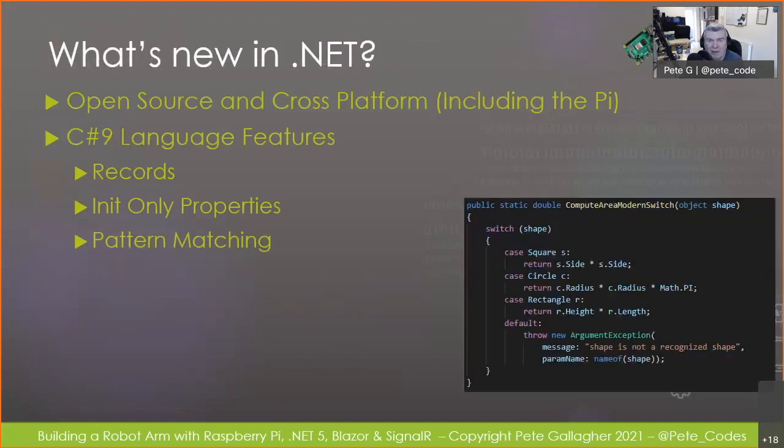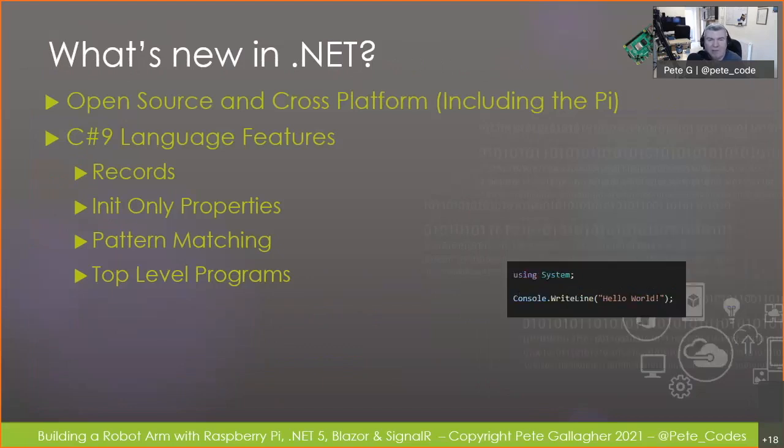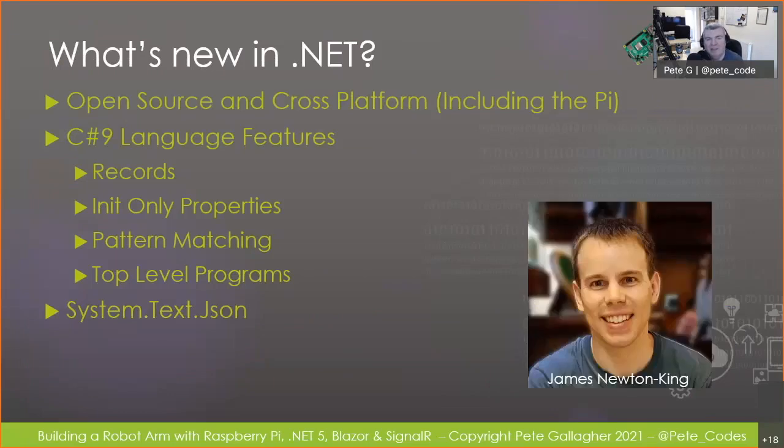And pattern matching on types, which is pretty cool. And top-level programs where we have a Hello World that doesn't take many lines to begin with, but that gets dropped down to just 2 lines, which is great not only for demos like this, but also for people that are just picking the language up for the first time. We also get some extra features like System.Text.Json. So there's a new JSON implementation, which makes poor old James Newton-King a little bit sad. We're not using his library anymore.